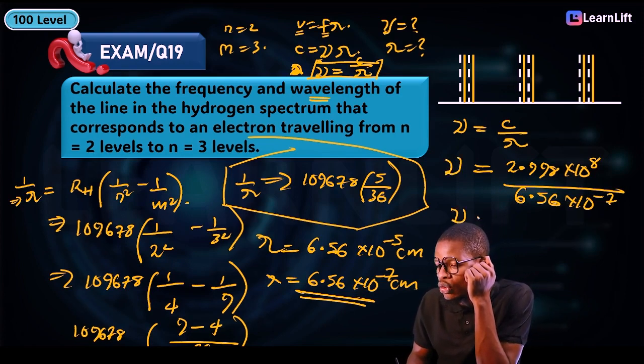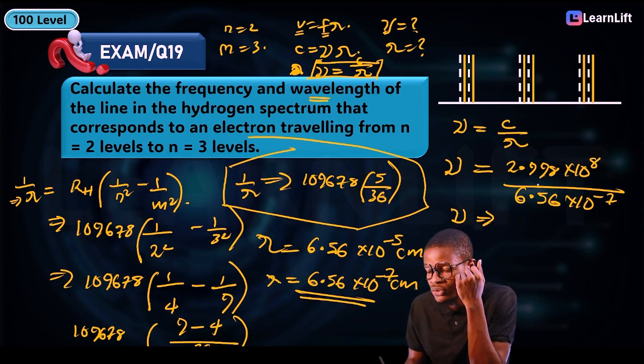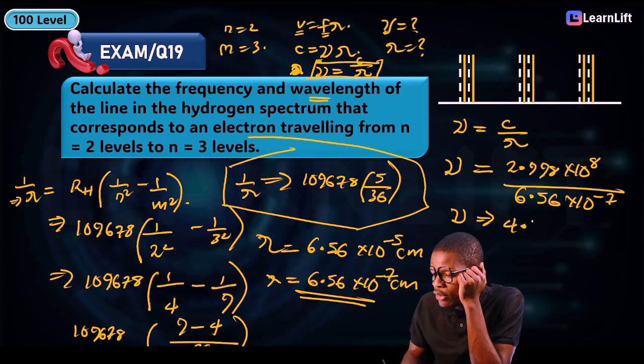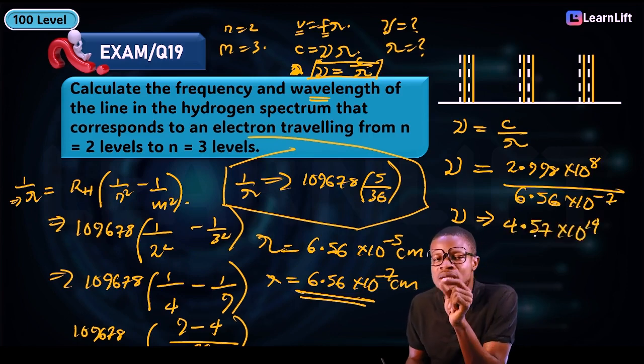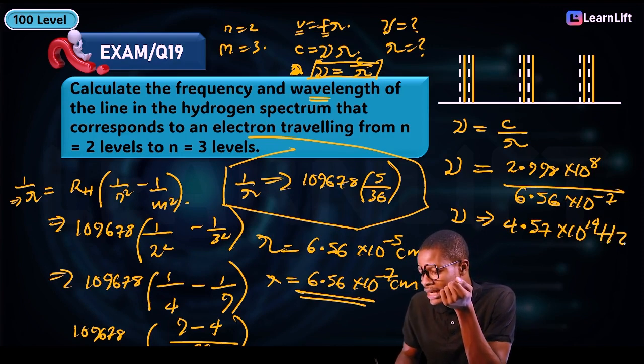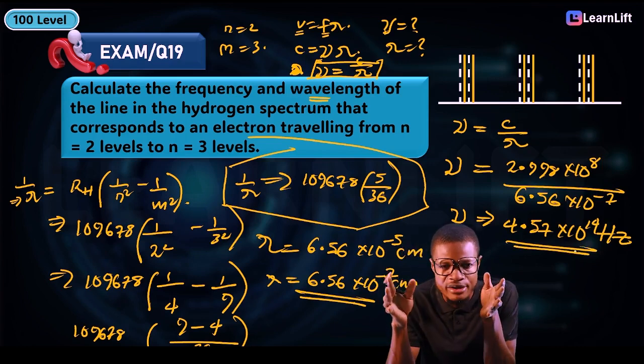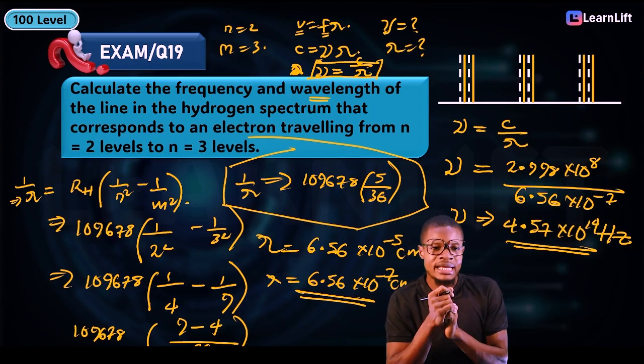So what's our nu going to give us? Use your calculator and multiply this and see what the answer becomes. So this automatically is going to give you 4.57 times 10 raised to the power of 14. Now, since it's frequency, the unit is hertz. So we're going to have this become the final answer. Are you seeing it now? Very, very simple. Ensure you go over this again and again.